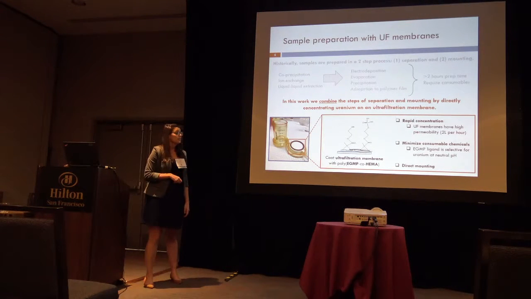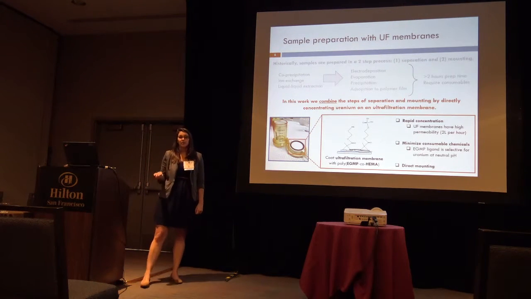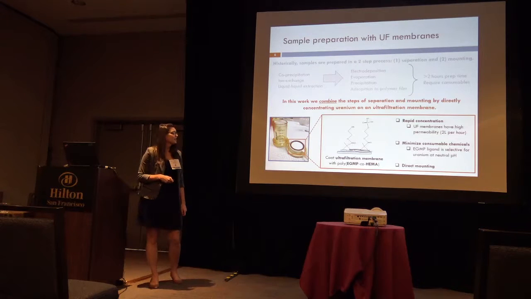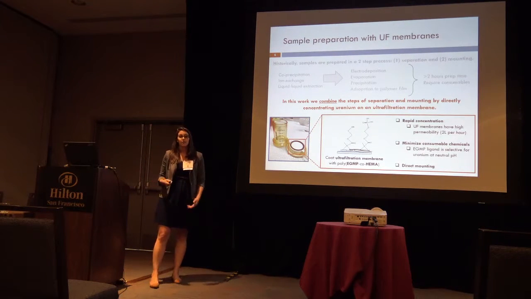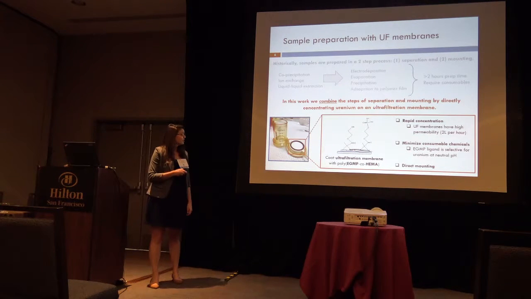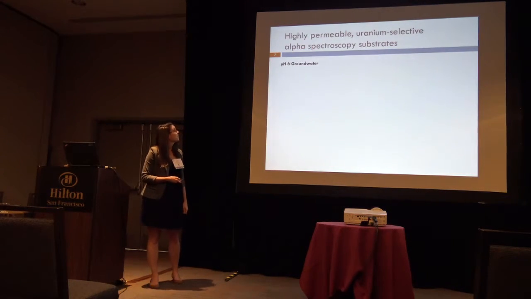We like ultrafiltration because we can do rapid concentration. If you're doing this in the field, you want to do it as fast as possible so we can process high volumes in a low amount of time. We also are minimizing consumable chemicals because this ligand is selective at a pH of 6 directly out of groundwater. And like I said before, we'll mount directly, so this substrate here can go directly in our detector.